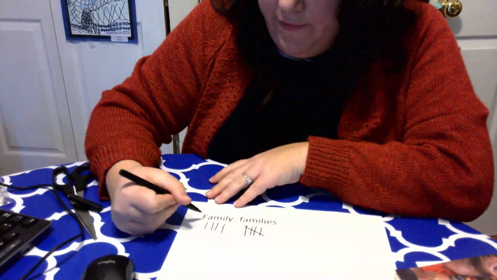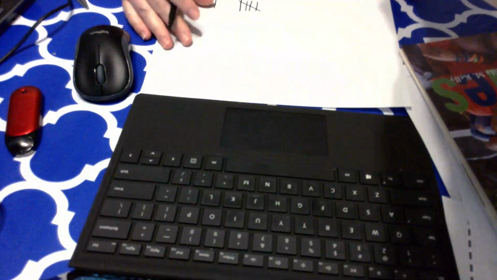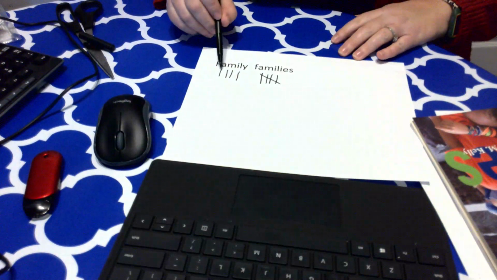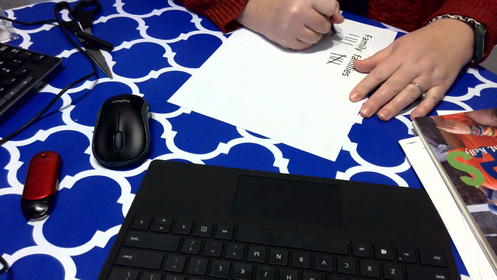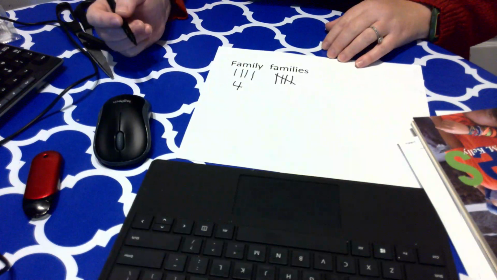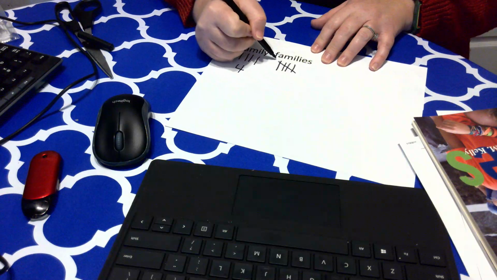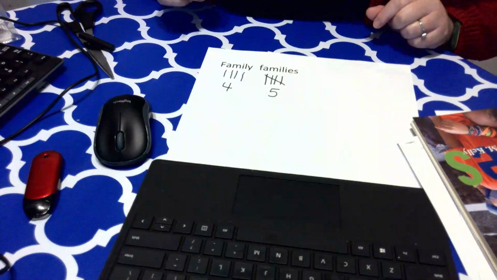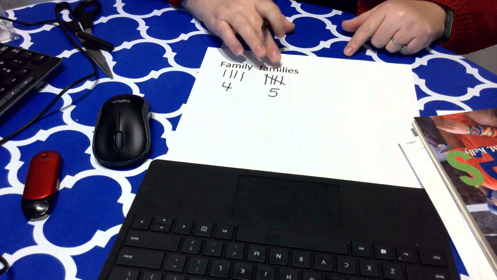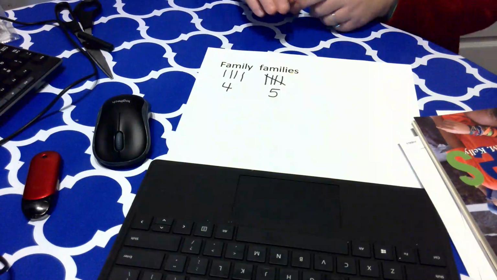So, now let's count them up and see. How many of the word family did we find? 1. Oops, trying to make it so you can see better. There we go. 1, 2, 3, 4. So we found 4. So you can write the number 4 on your paper. And then 1, 2, 3, 4, 5. So which word did we see the most? Yeah, families with the S on the end. That's the one we saw the most. And the one that we saw the least was the word family. We only saw that 4 times.